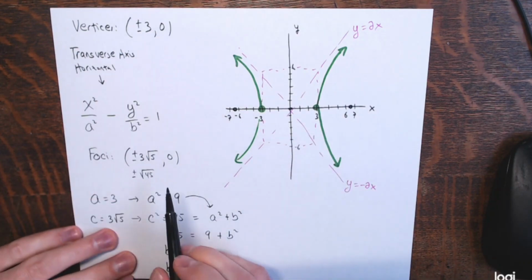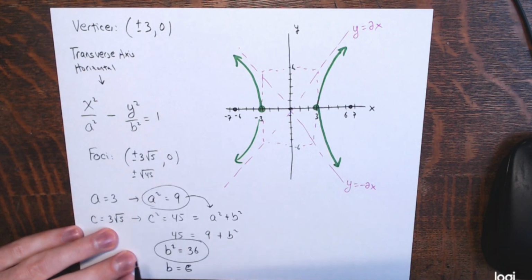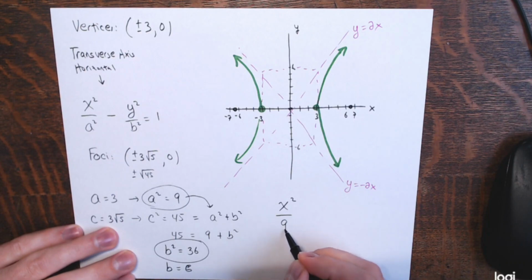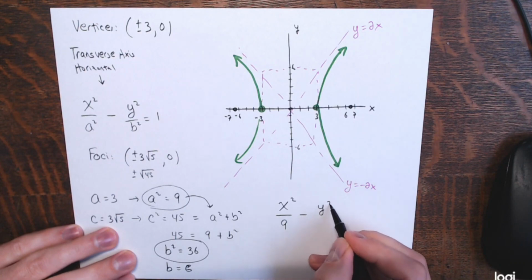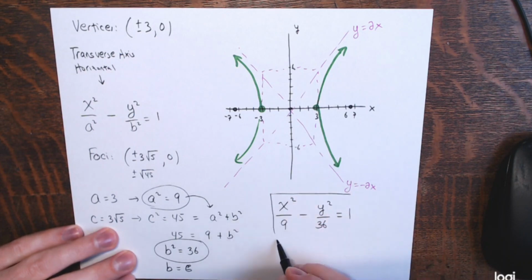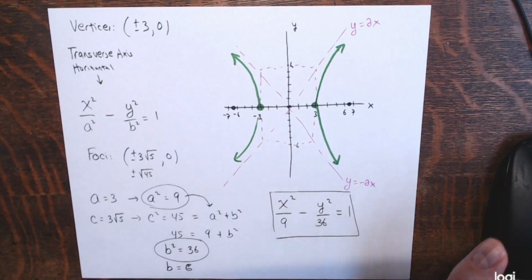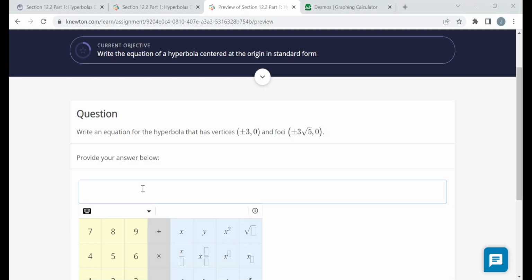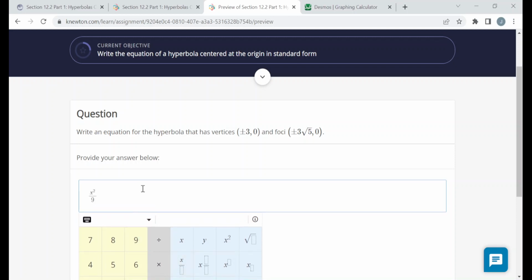Right. Now I have a squared is 9, b squared is 36. Just pop them in. So x squared over 9 minus y squared over 36 equals 1. There's the equation of the hyperbola that they were describing. And this one we're actually typing. Right, so x squared divided by 9 minus y squared divided by 36 equals 1.